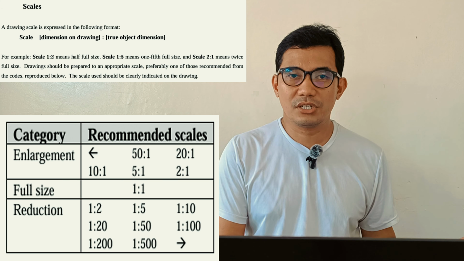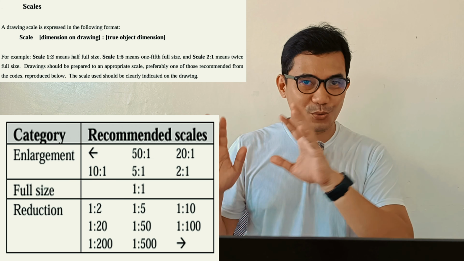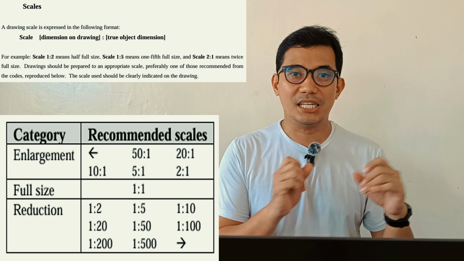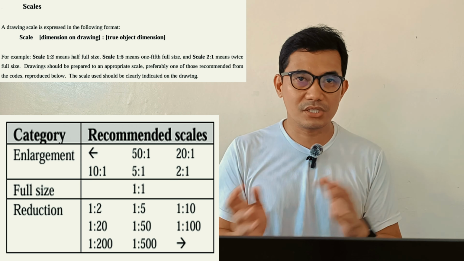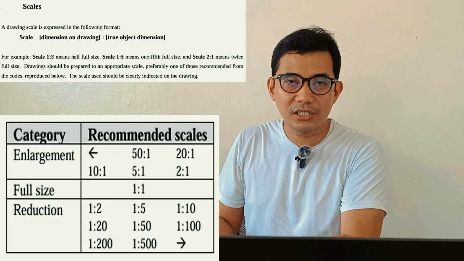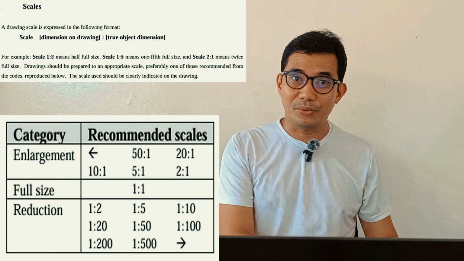Now, for the reduction category, the recommended scales are as follows: 1:2, 1:20, 1:200, 1:5, 1:50, and then 1:500. Also 1:10, and then 1:100. That means dako ang iyang size sa real world, or ang real object size is big, and then ato siyang ipagamay pag abot sa atong drawing paper.